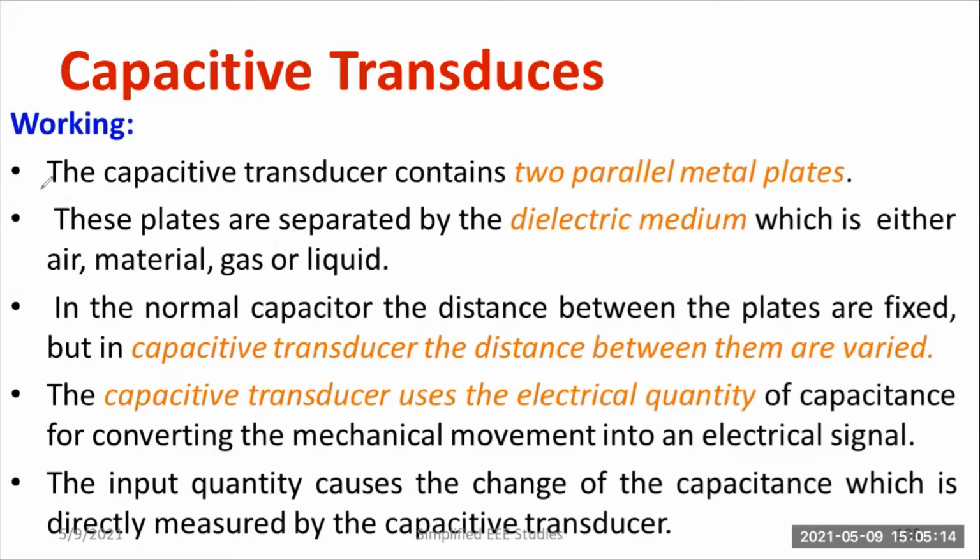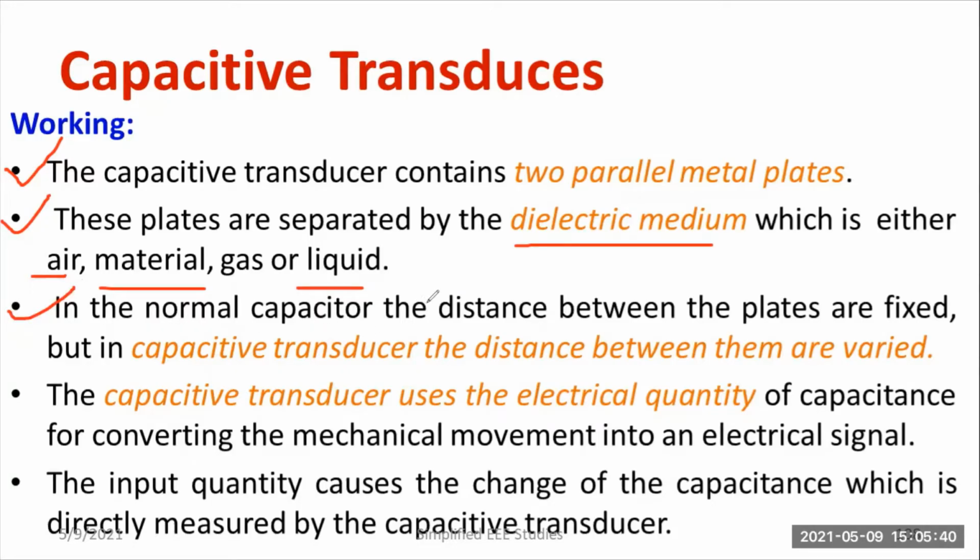Consider two parallel metal plates. The two parallel metal plates are the main component of the capacitive transducer. It is made up of metal. It maintains a certain distance. In between the two parallel plates, a dielectric medium is maintained. It may be a gaseous dielectric material, or a liquid dielectric material, whatever it can be. It may be a solid dielectric material also.